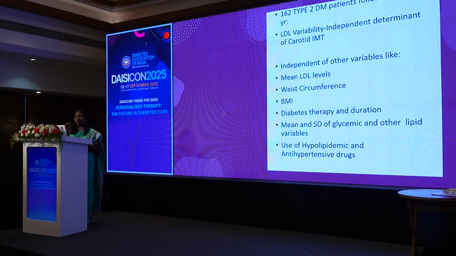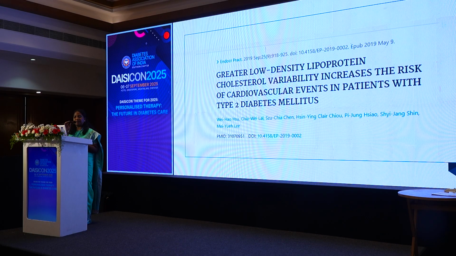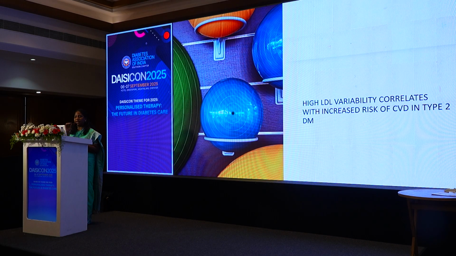So this was independent of so many other variables like mean LDL levels, waist circumference, BMI, diabetes therapy and duration, mean and SD of glycemic and other lipid variables, and even use of hypolipidemic and antihypertensive drugs. So LDL variability proved to be a very independent determinant of carotid intima media thickness. Then came this study which says greater LDL cholesterol variability increases the risk of CV events in patients with diabetes. So high LDL variability correlates with increased risk of CV disease in patients with diabetes.